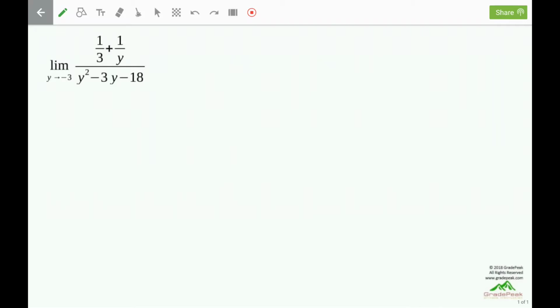Limit as y goes to negative 3 of 1 over 3 plus 1 over y, all over y squared minus 3y minus 18. The first thing we're going to do is try plugging a negative 3 in for each of the y's. In the numerator, that'll give us 1 over 3 plus 1 over a negative 3. In the denominator, that'll give us negative 3 squared minus 3 times a negative 3 minus 18.